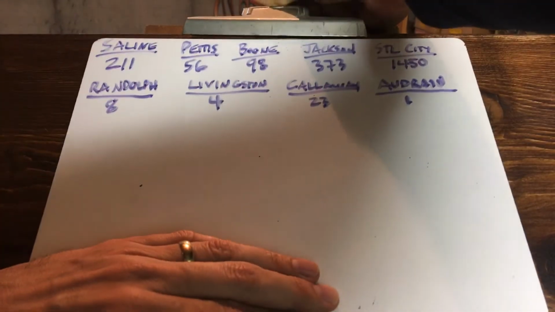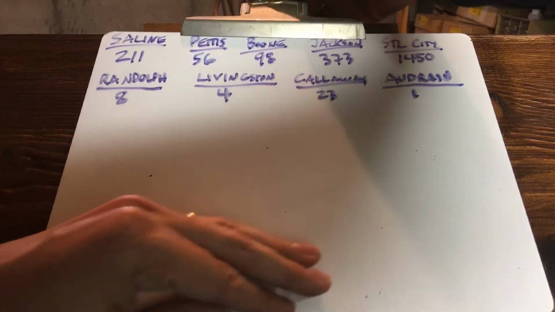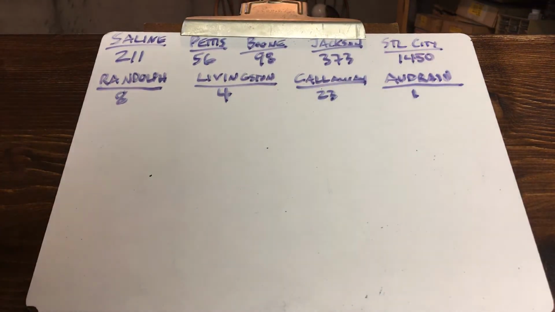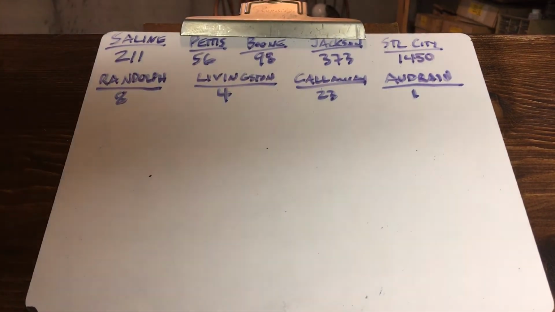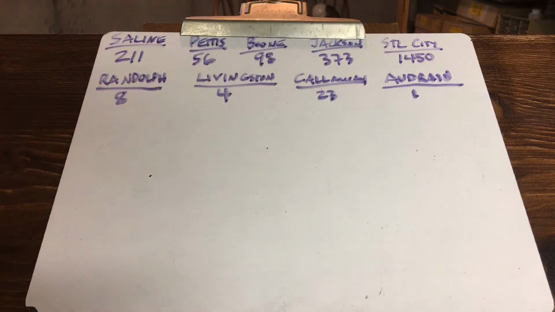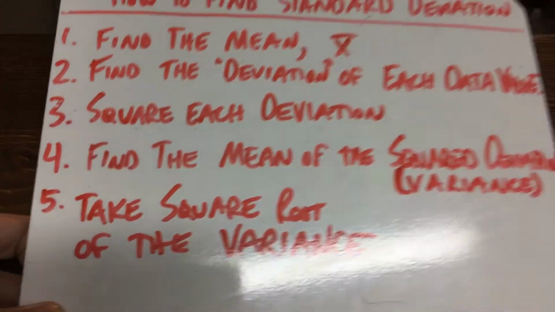All right, look what I did here, guys. This is the actual number of coronavirus, COVID-19 cases in certain counties around Missouri right now. This is the actual amount. I went on the website today and took the numbers from the Johns Hopkins website. And so what I want to do is find the standard deviation of this group of numbers. So I've still got my little cheat sheet right here, right?